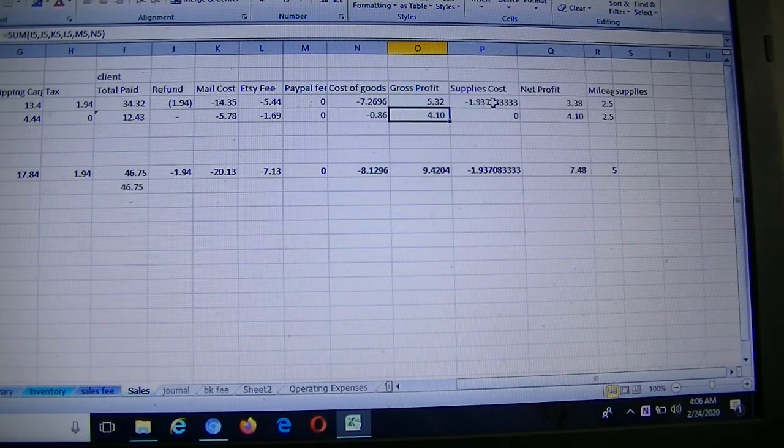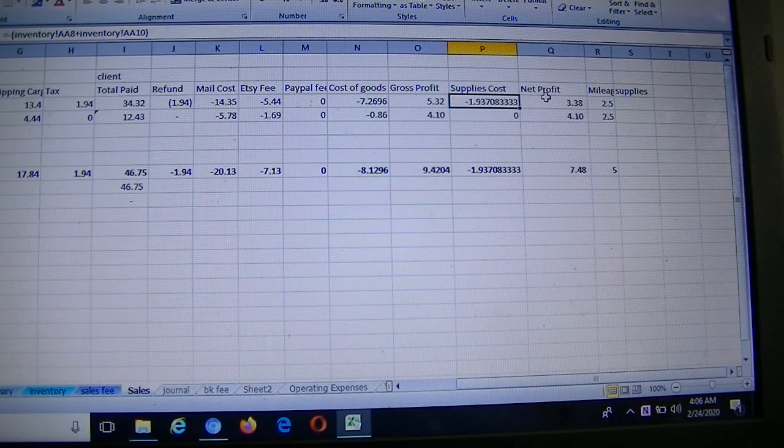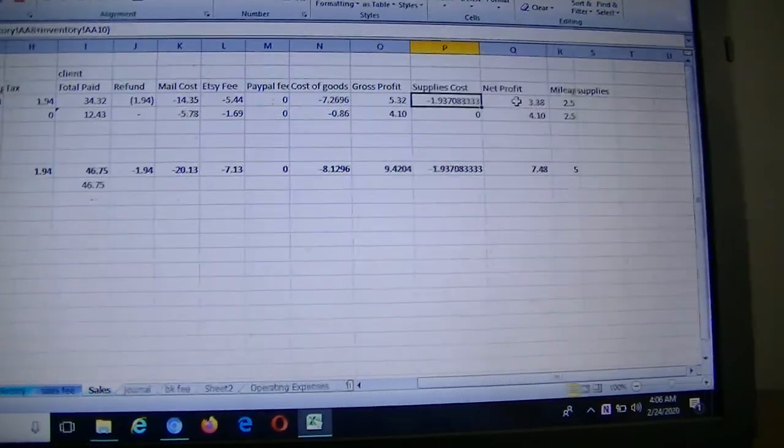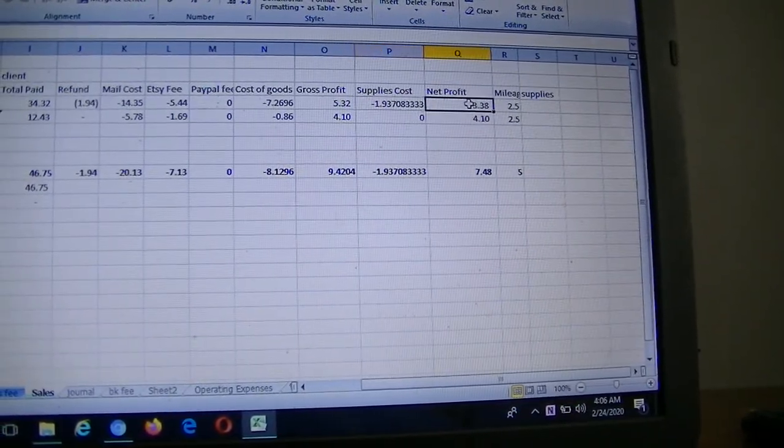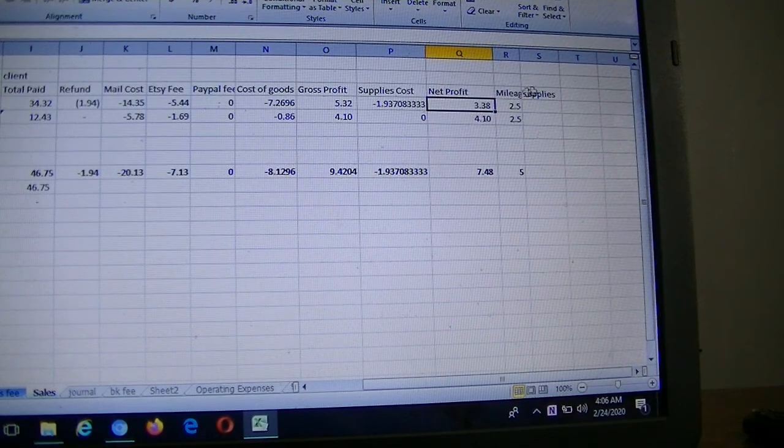So that's the packaging materials that went into the packaging of the products, and that's my net profit here, which is the gross profit minus the supply cost. And then I have the mileage here. So I'll track the mileage. It's not the cost, it's the mileage in miles. And then at the end of the year, everything is totaled here. At the end of my spreadsheet, I have totals down.